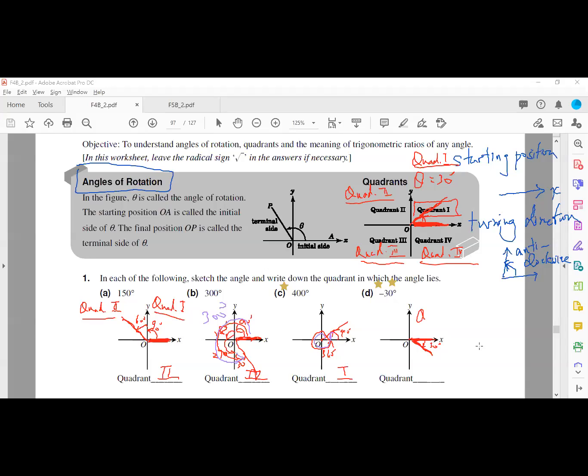This is quad 1, quad 2, quad 3, and quad 4. So the answer is quad 4.